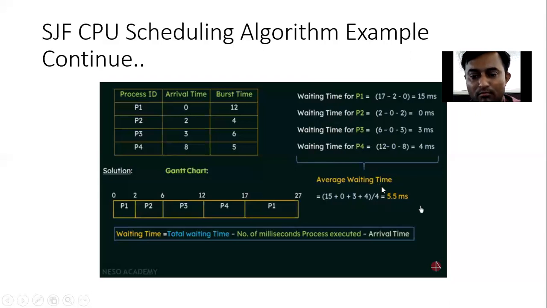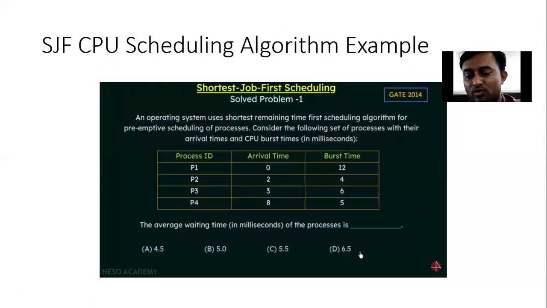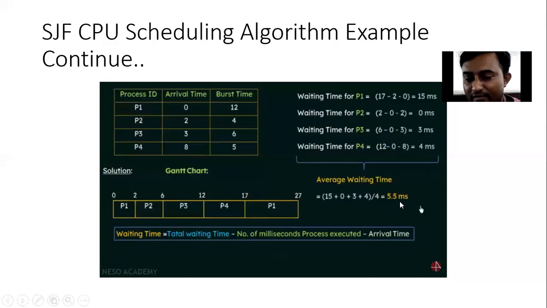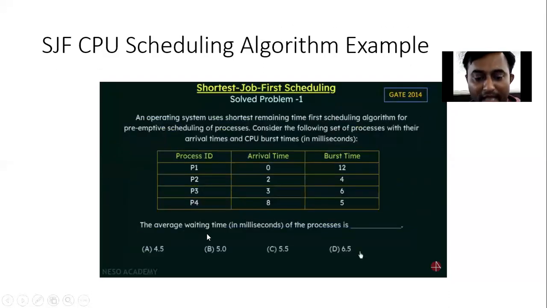Go to the previous slide in which we need to pick one option. Out of these four, we pick C, because C is the correct answer, 5.5, which we have calculated here. So the average waiting time of the processes is 5.5 milliseconds. In this way, you can calculate the average waiting time of the preemptive shortest job first scheduling algorithm. This is a very important example for your examination. Such types of examples will be asked in your examination.